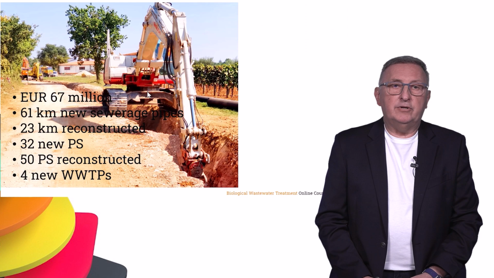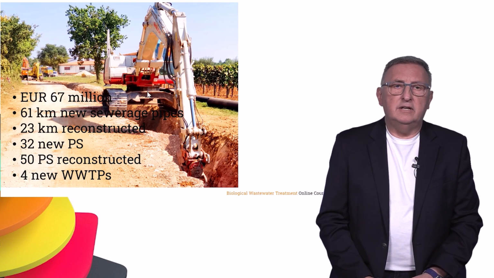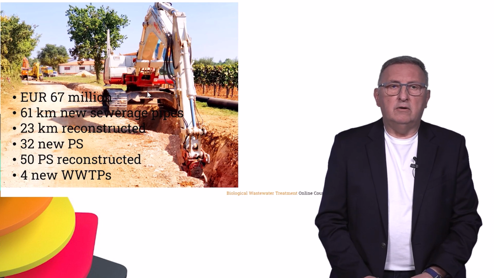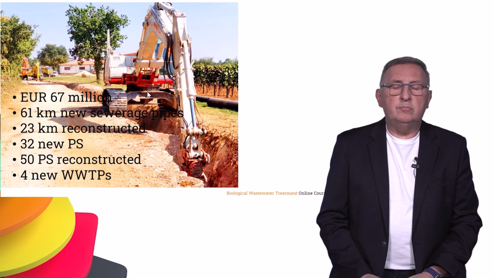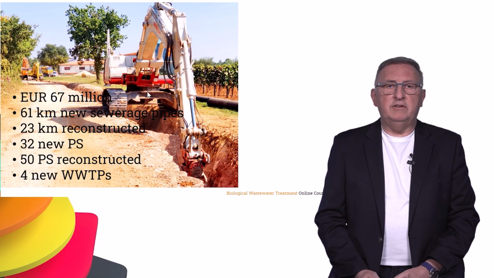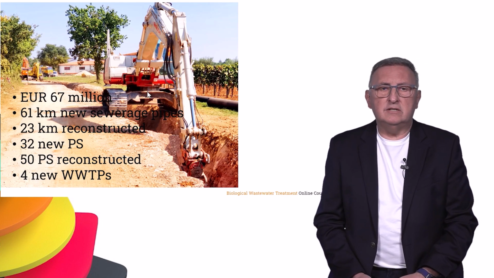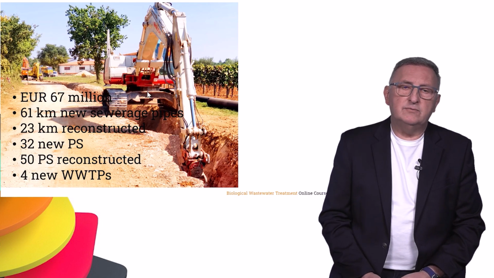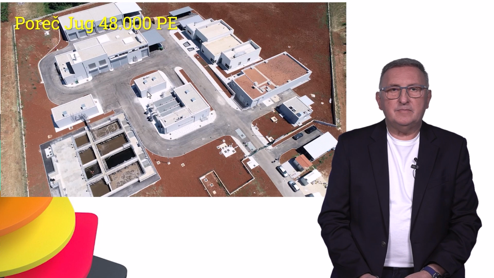So the project Poreč was, and I still think it is, the largest investment that Croatia put into wastewater infrastructure, 67 million euros. It included 61 kilometers of new sewerage pipes, 23 kilometers of sewer system was reconstructed, 32 new pumping stations were built, and 50 pumping stations were reconstructed, and 4 new wastewater treatment plants were built.